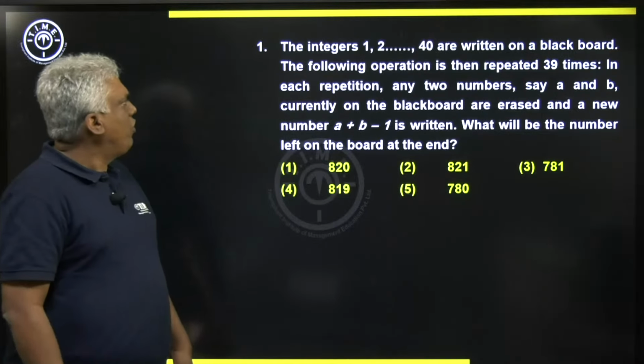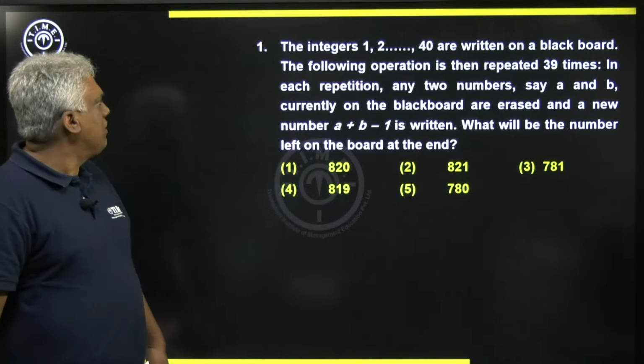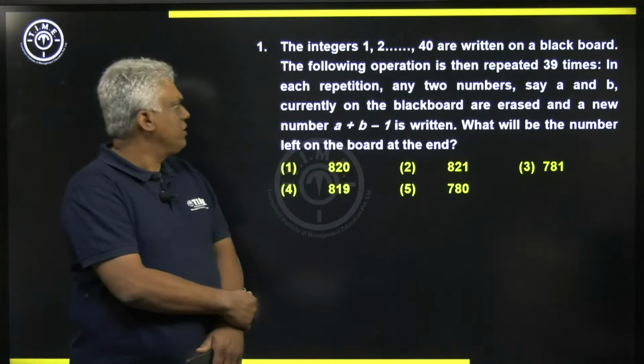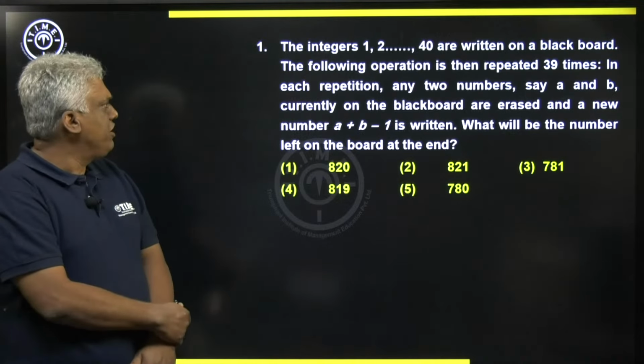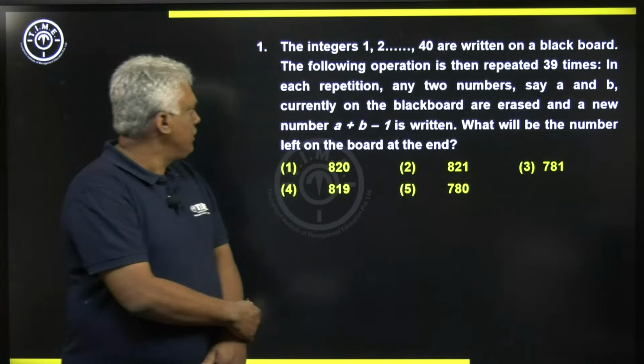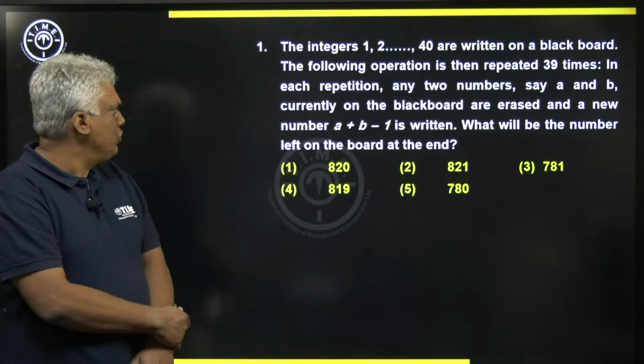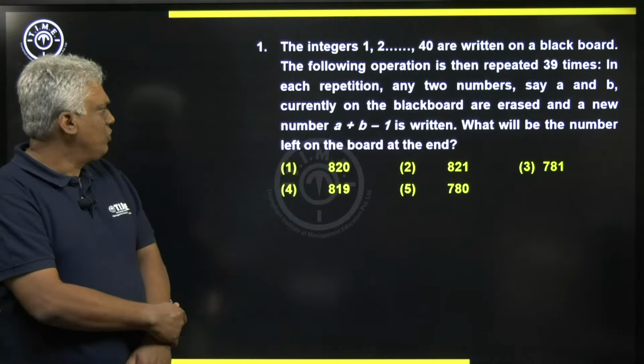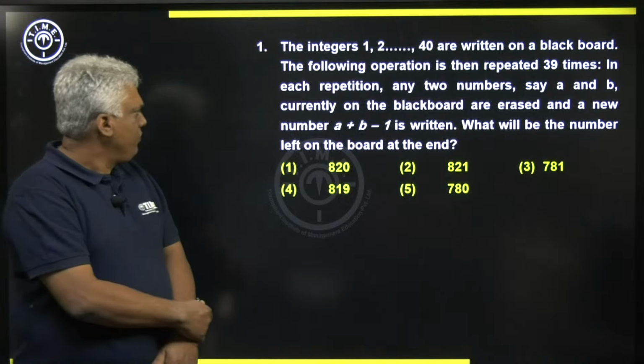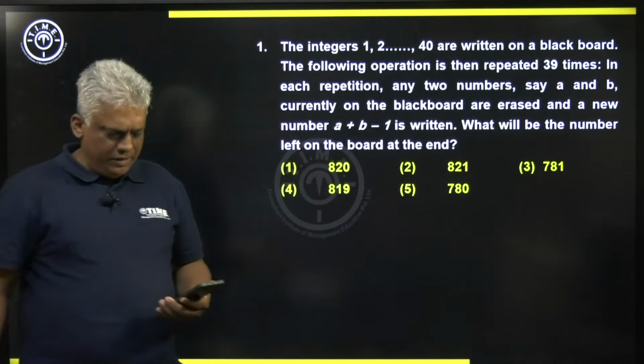So the integers 1 to 40 are written on a blackboard, and the following operation is repeated 39 times. In each repetition, any two numbers, say A and B, currently on the blackboard are erased, and a new number, A plus B minus 1, is written. What will be the number left on the board at the end?